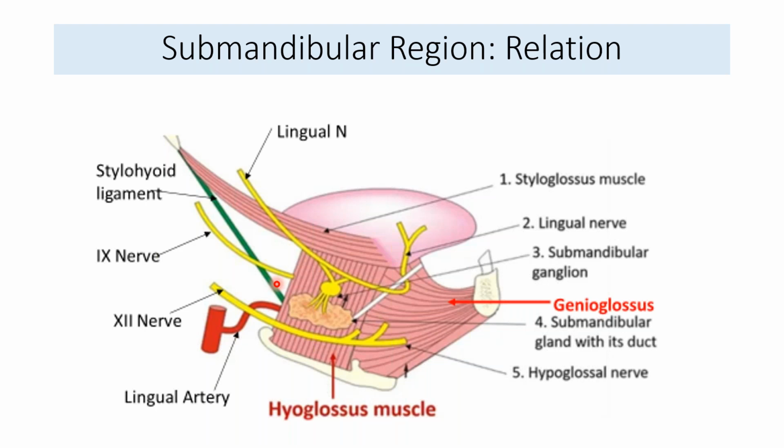Now let us revise all the relations of the submandibular region, what we have studied till now. In this picture, you should know how to draw this diagram. This is a very important diagram. You will be asked to draw this diagram also. This is the styloid process, this is the mandible, and this is the hyoid bone. First of all, you have to draw these three bony structures and the tongue over here.